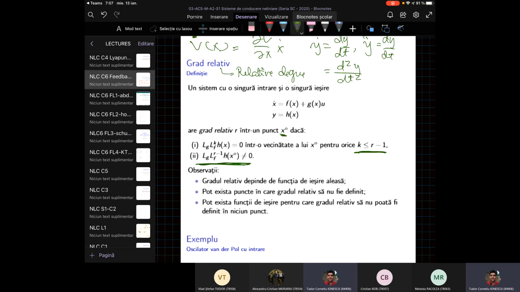Some remarks are in order at this point. Of course, the relative degree depends on the output that you choose. You remember from all the control courses that in general the output is something that we can measure, something we choose. There may be points where the relative degree is not defined, so where these things don't happen. There are output functions, so we have to be very careful, because there exists output where the relative degree cannot be defined for any x.